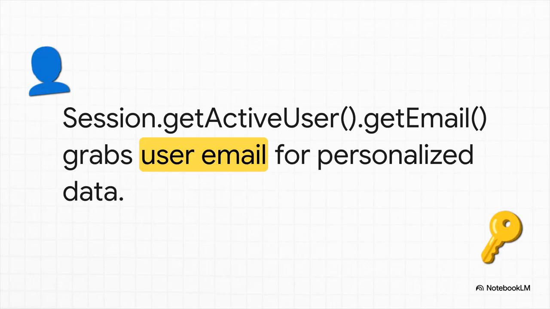And because you force that strict, district-level authentication right at the door, you unlock the absolute power of this single line of code in your server-side brains. Session.getActiveUser().getEmail(). Once they're authenticated, you can pull the exact email address of the person using the app. This right here is the foundation of user-specific data.